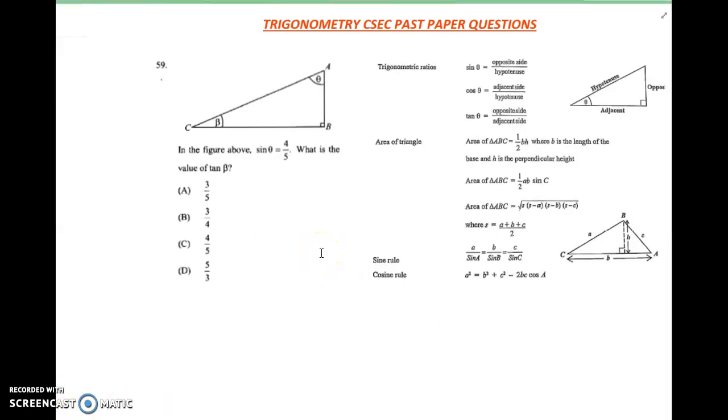Now for this question, it says in the figure above, sine theta, remember I told you this is theta, that's what they use there, is equal to 4 over 5. What is the value of tan beta? That's not a B, that's beta, right? In maths, they like to use a lot of Greek symbols. So theta and beta, right? It just represents angles, right? In this case, beta.